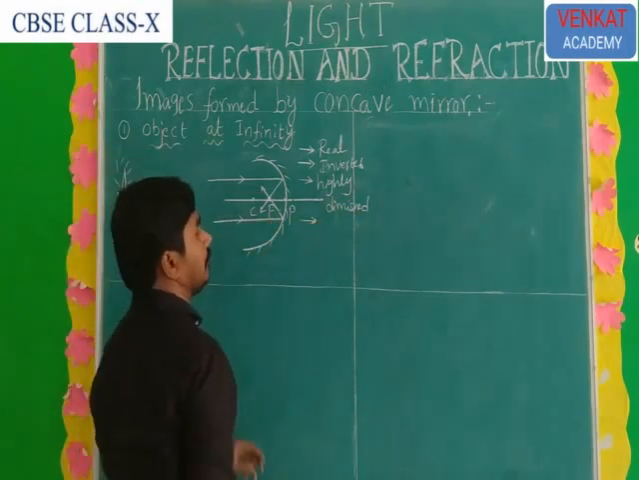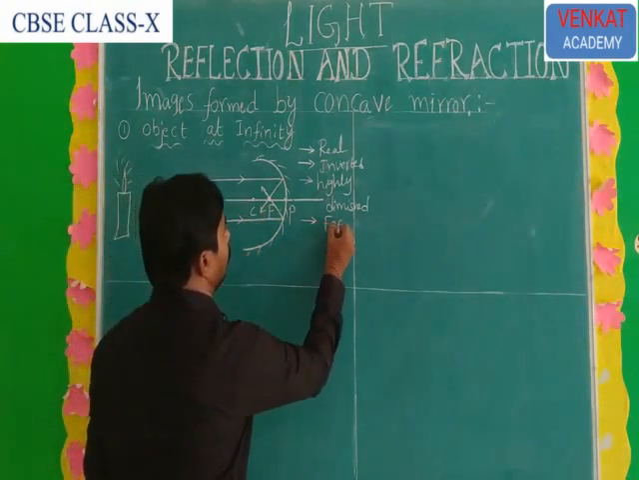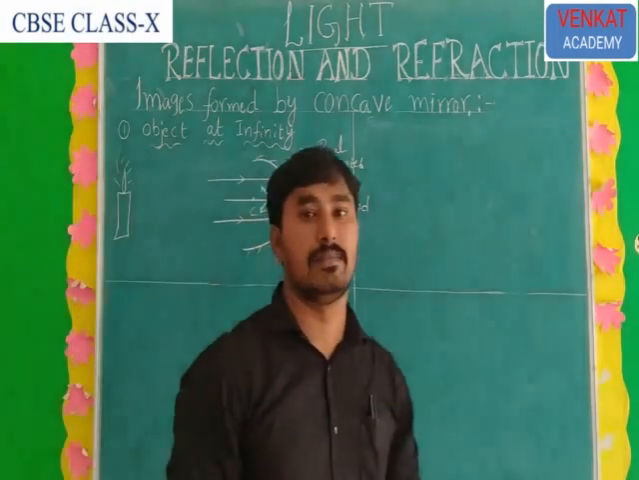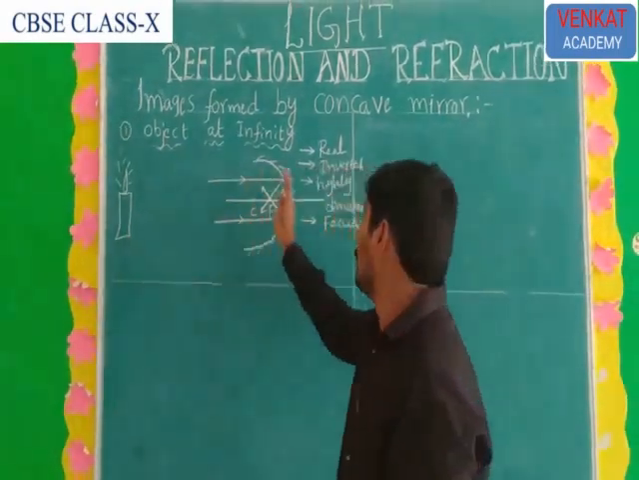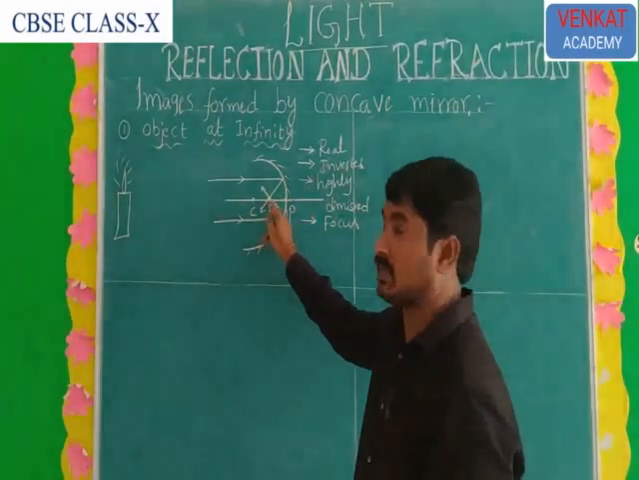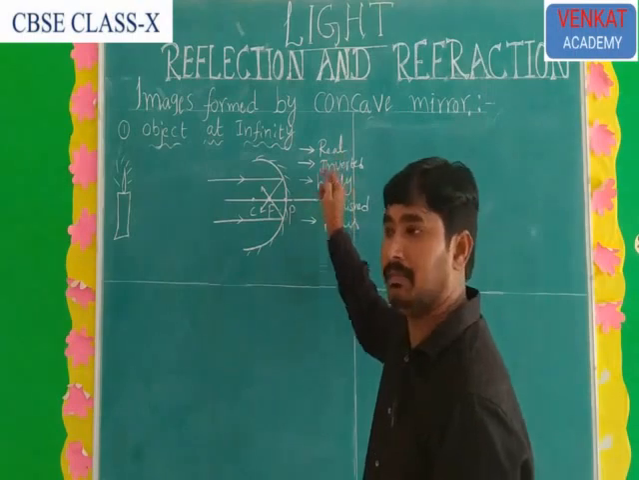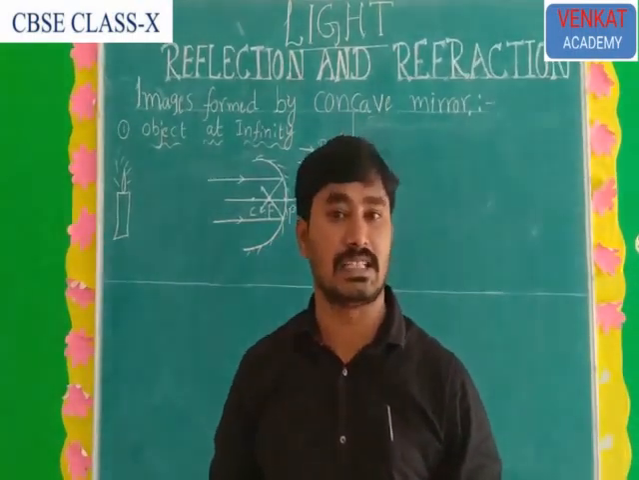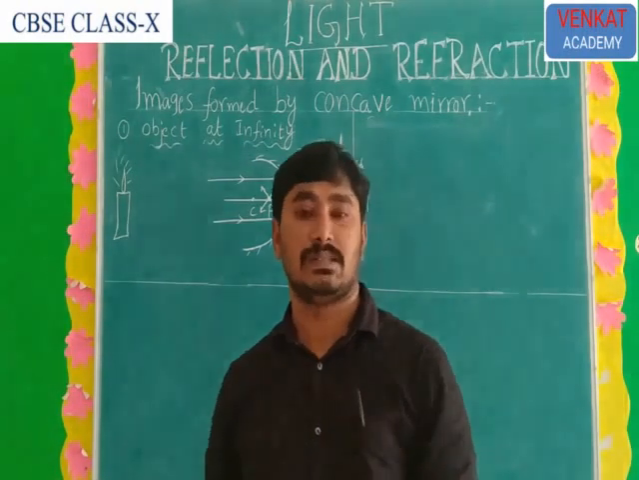Next, where is it formed? It is formed at the focus. Understand? What is the first case? Object at infinity means the image will be formed at the focus, and that image is real, inverted and highly diminished. What is the example of this condition? The examples are solar cookers and dish antennas. These 2 are the examples.